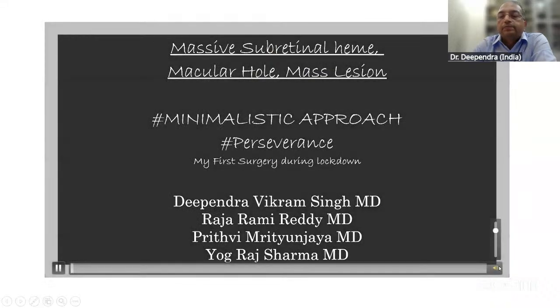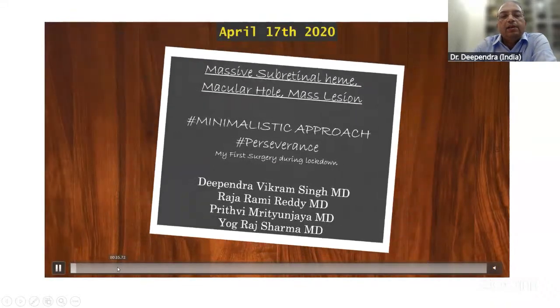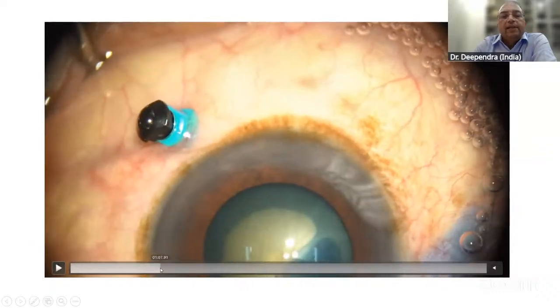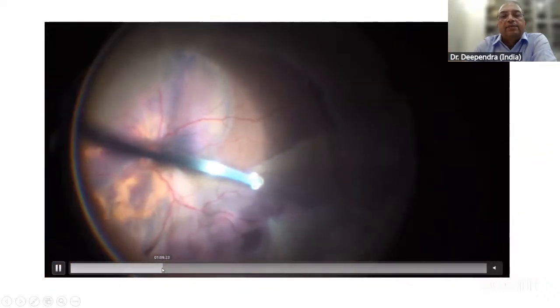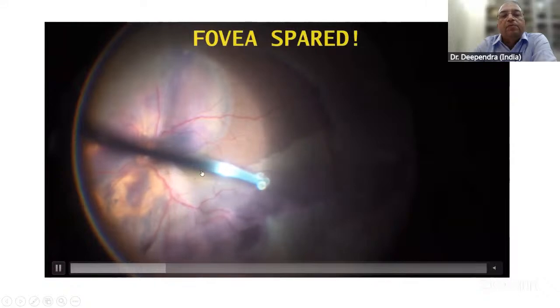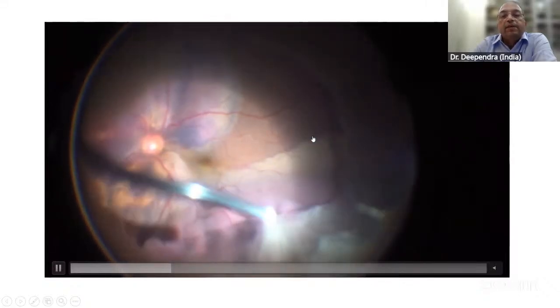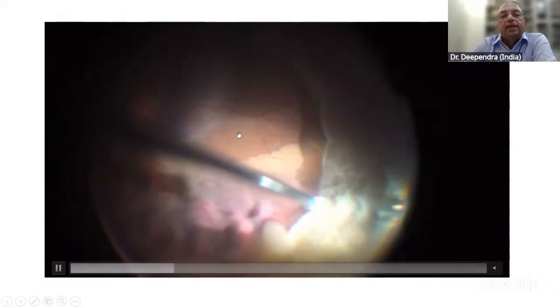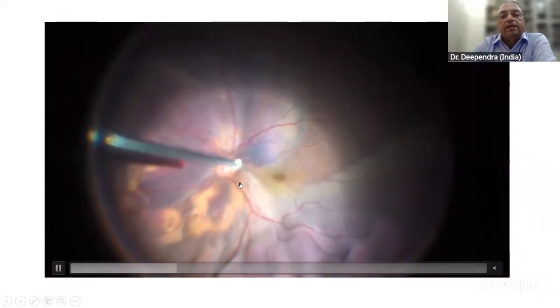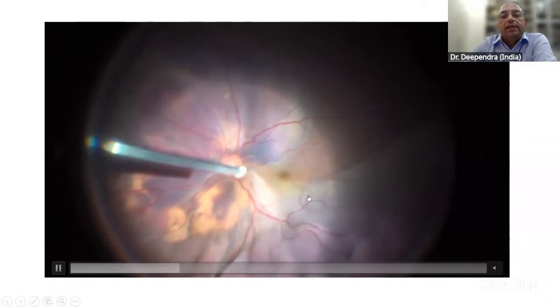A couple of cases I'll show, even if you encounter massive hemorrhage. This was a 74-year-old female where you need not go for complete drainage. And this was a really massive subretinal hemorrhage, but you see the fovea was nicely spared. I was thinking of doing a very radical surgery in this patient, but when I saw that the macula is spared, I decided we'll not be doing anything.